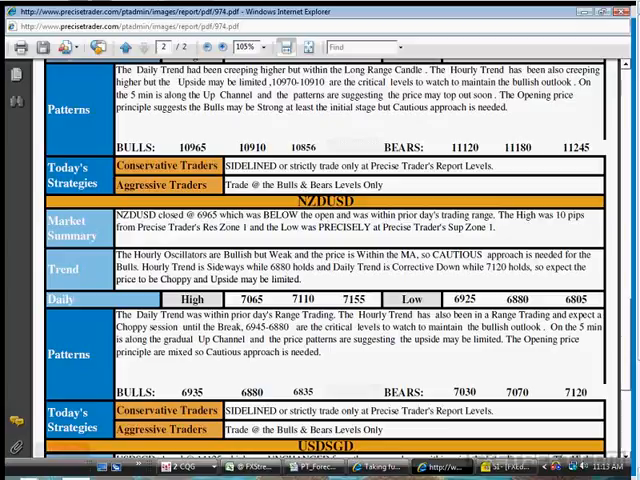And on the 5 minute, it is along the gradual up channel, and the price patterns are suggesting the upside may be limited, and the opening price principles are mixed, so a cautious approach is needed. So overall, we are saying that you have to be cautious, because as I told you, the US was on holiday yesterday, and most of the Asian markets are on holiday, like the Chinese holidays, Chinese New Year. So you have to be cautious, because the market is going to be pretty thin until the US and Europe come into the picture.